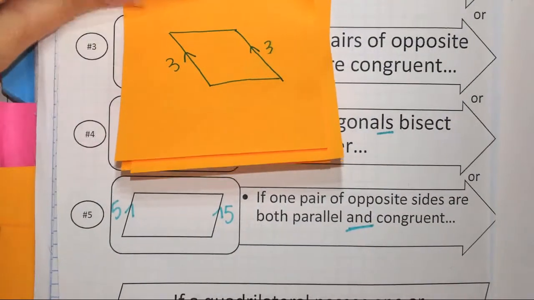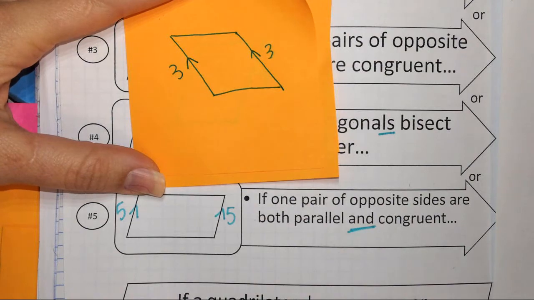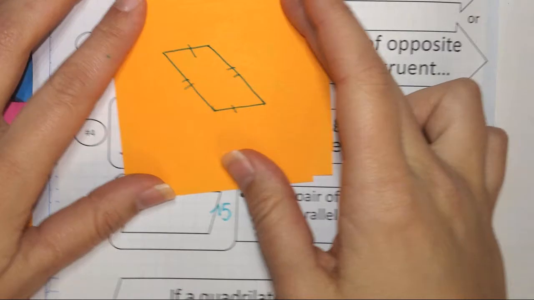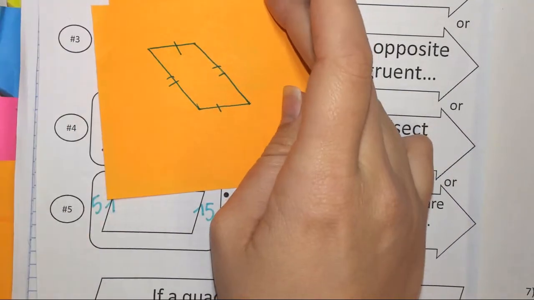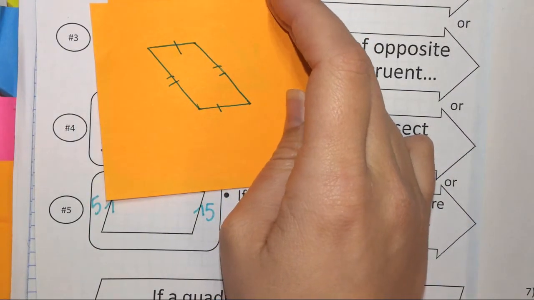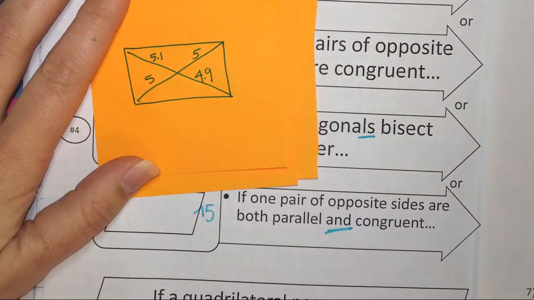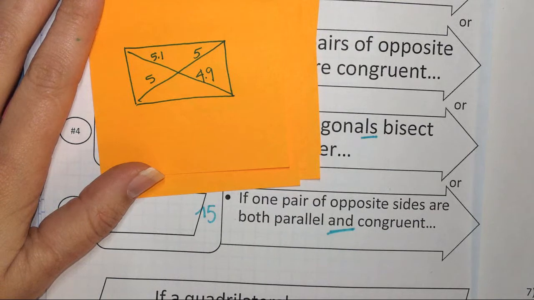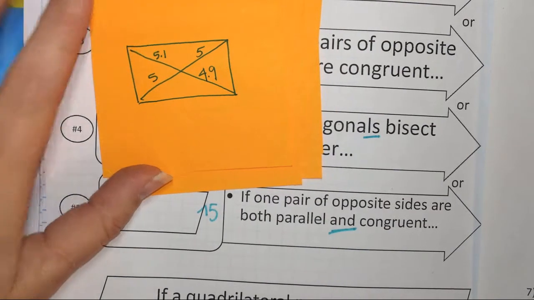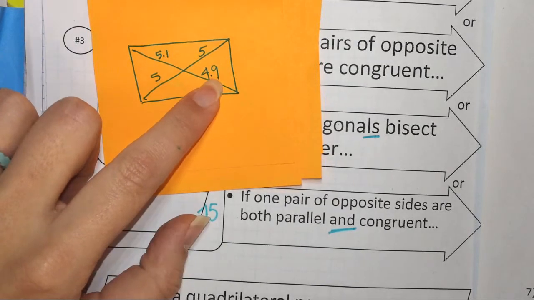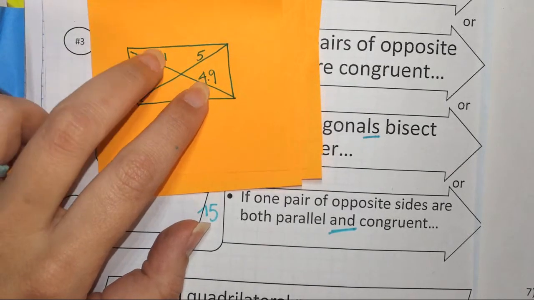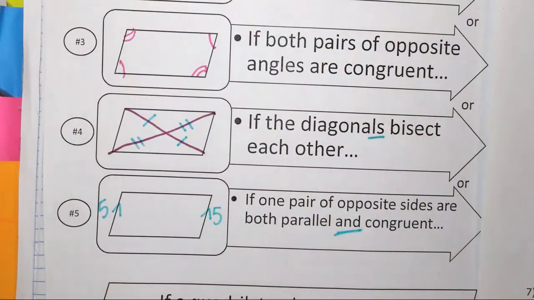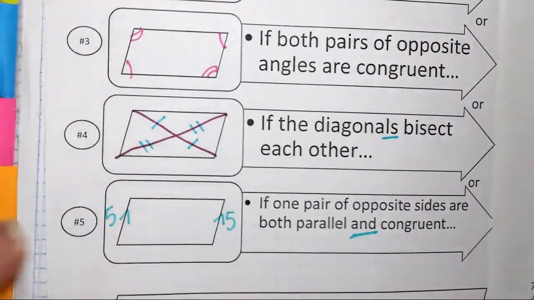All right, what about this one? Why? It has the arrows and the congruent. Good. What about this one? Why? Because both pairs of opposite sides are congruent. Fantastic. And what about this one? Do they? Well, this is 5.1 and this is 4.9. Bisect means it cuts it in half, right? So are these congruent? No. So that's not it. All right, now let's look at our examples.